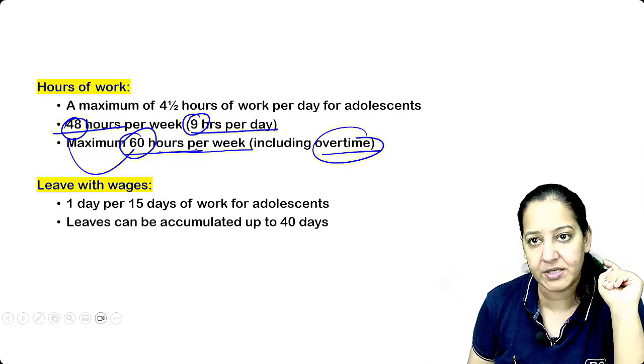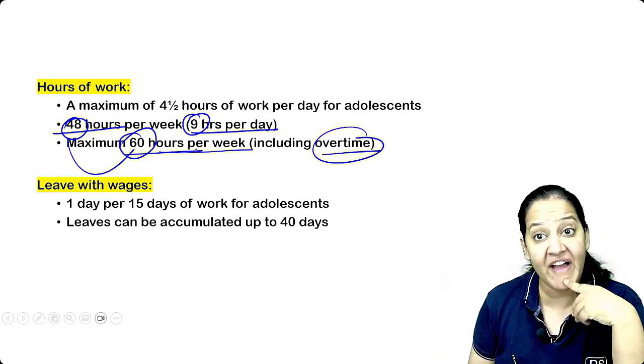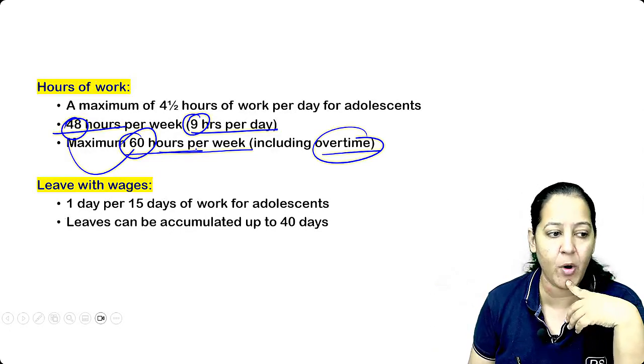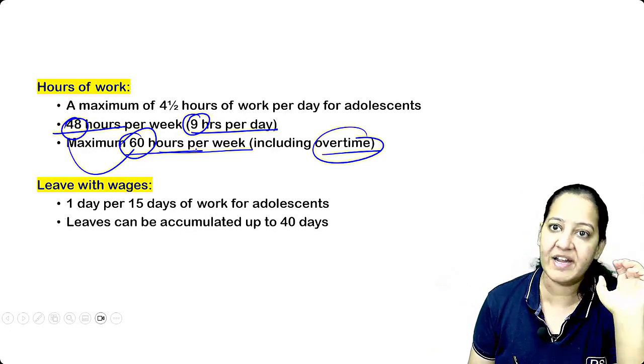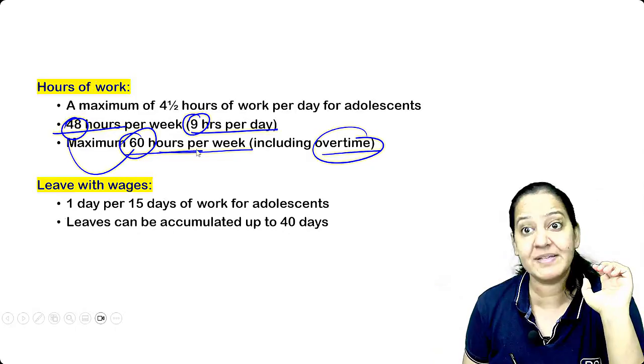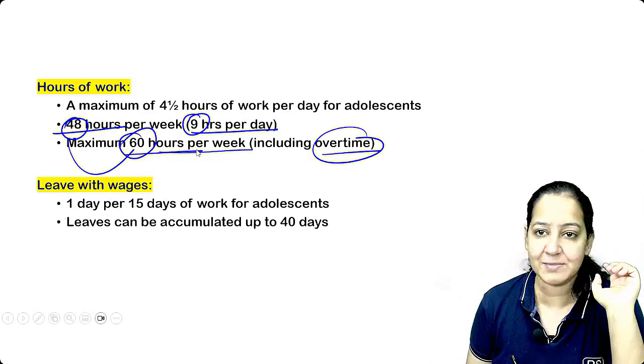Say yes, got it. So these are the norms for the Factory Act. Maximum hours normally 48 hours per week, and with overtime, it's 60 hours per week. How many of you got this point?